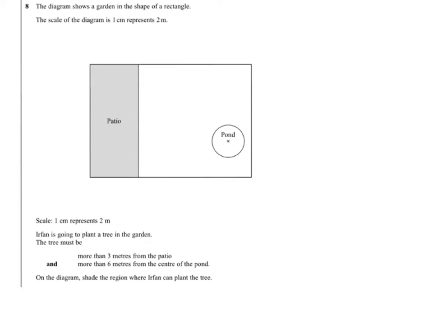So the diagram shows a garden in the shape of a rectangle. The scale of the diagram is 1 centimetre represents 2 metres. Again, that's repeated here for you. 1 centimetre represents 2 metres.